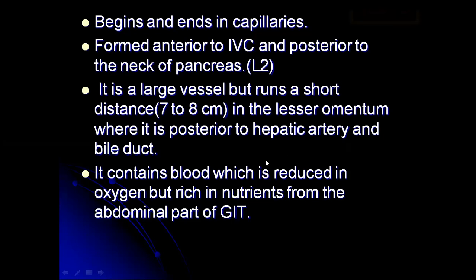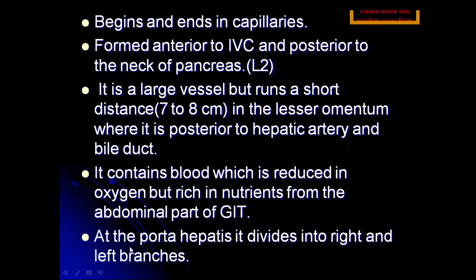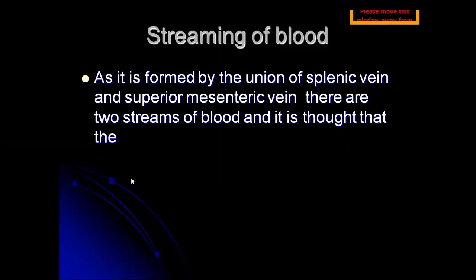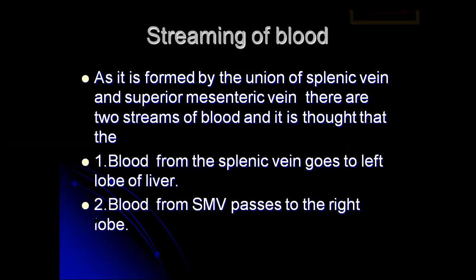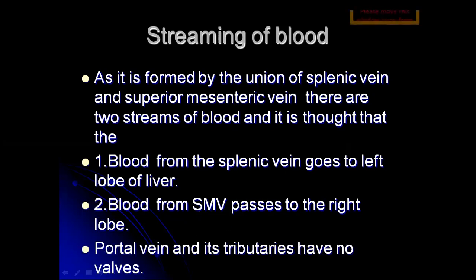So it contains blood which is reduced in oxygen but rich in nutrients from the abdominal part of the gastrointestinal tract. At the porta hepatis, it divides into right and left branches. As it is formed by the union of the splenic vein and superior mesenteric vein, there are two streams of blood, and it is thought that the blood from the splenic vein goes to the left lobe of the liver. The blood from the superior mesenteric vein passes into the right lobe. Portal vein and its tributaries have no valves, please remember.